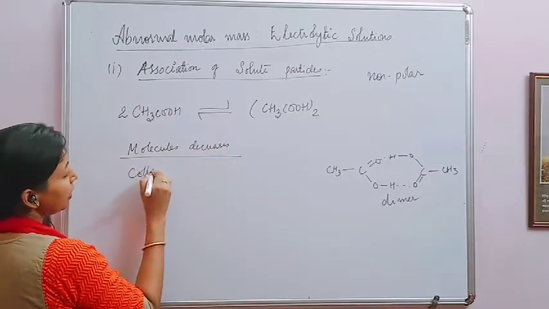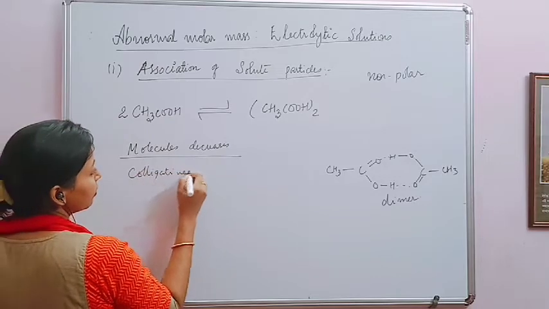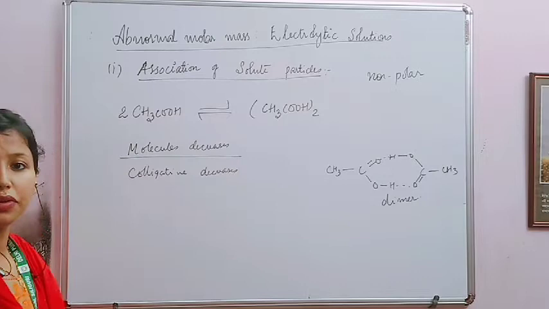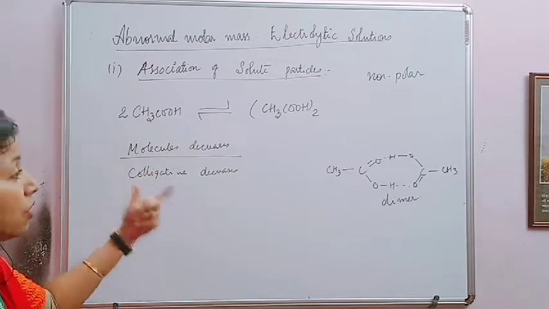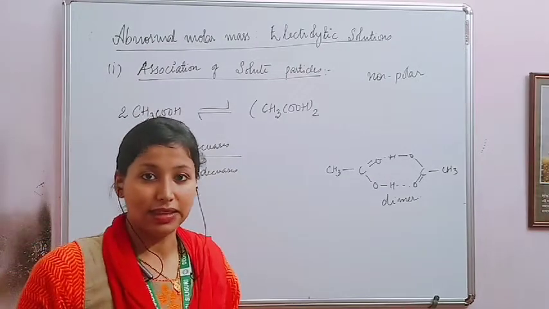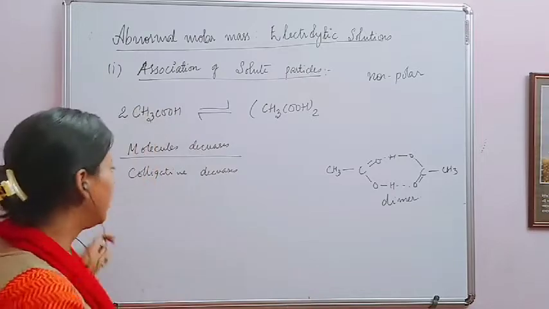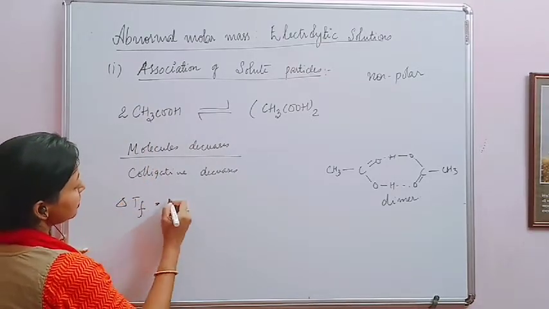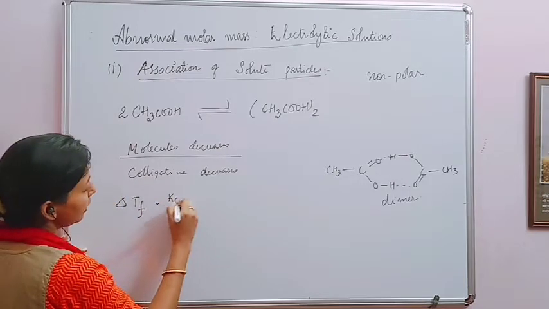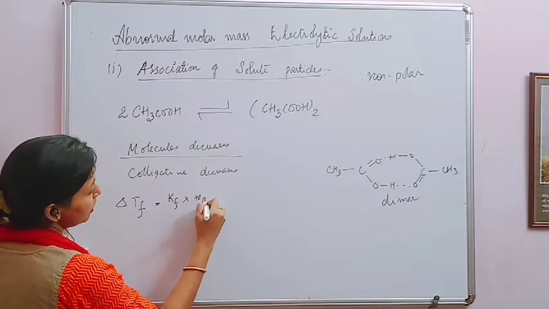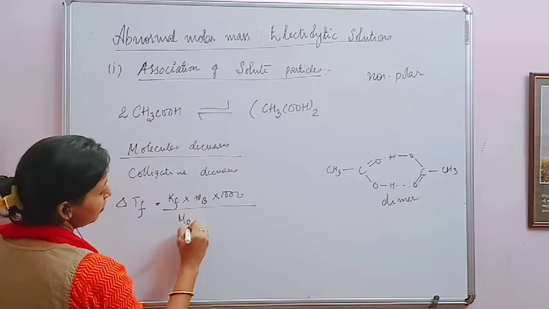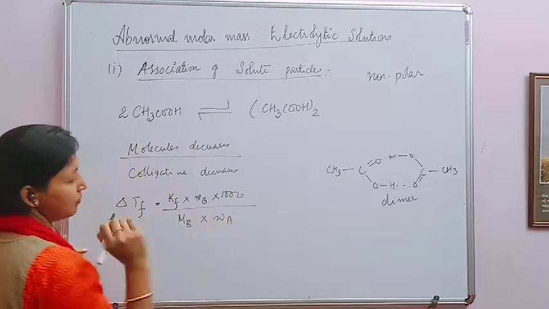That means your colligative property decreases. Whichever colligative property you take decreases. You can also understand this with the help of the relation that we have just taken. Okay, so I'll write the relationship again. Delta Tf is equal to Kf into Wb into 1000 divided by Mb into Wa.